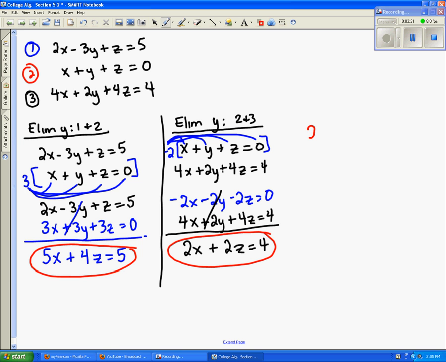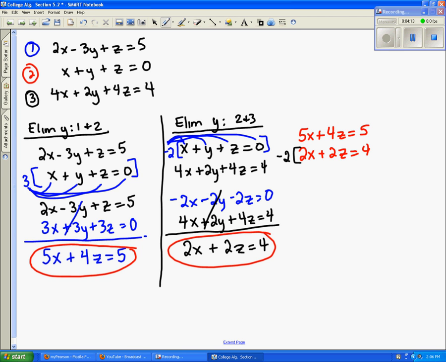I have 5x plus 4z equals 5. That's this equation. And now I'm going to write down this equation right underneath it: 2x plus 2z equals 4. Once I have that down, I'm going to choose to either eliminate the x or the z. Now I need to go down to one variable. Let's just do the z. I need one to be positive and one to be negative, and I need these to both be the same. So to make this the same as that, I multiply it by a 2, and I need one to be positive and one to be negative.